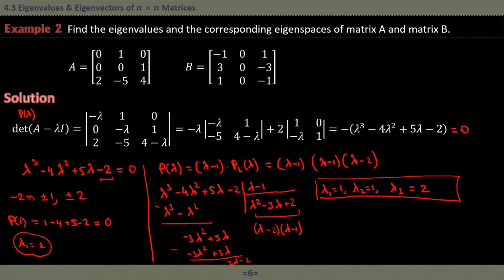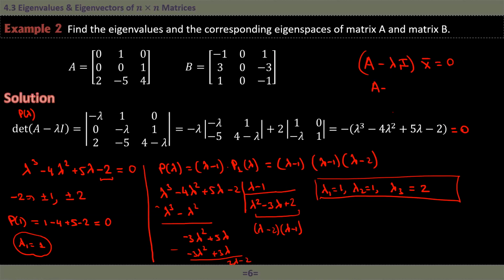Actually, this one appears twice, and we give it a special name. We call this the algebraic multiplicity. The algebraic multiplicity of this lambda is 2 because it appears twice in the solution of this equation. Anyway, we got this, right? Now we need to substitute into this equation and find the null space of that system, A minus lambda I times x is equal to 0. For lambda 1 and lambda 2 the system is the same, so just one of them is enough.